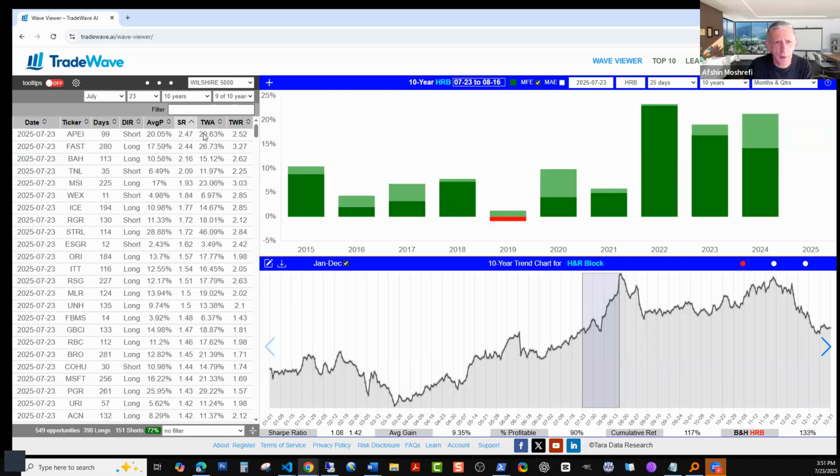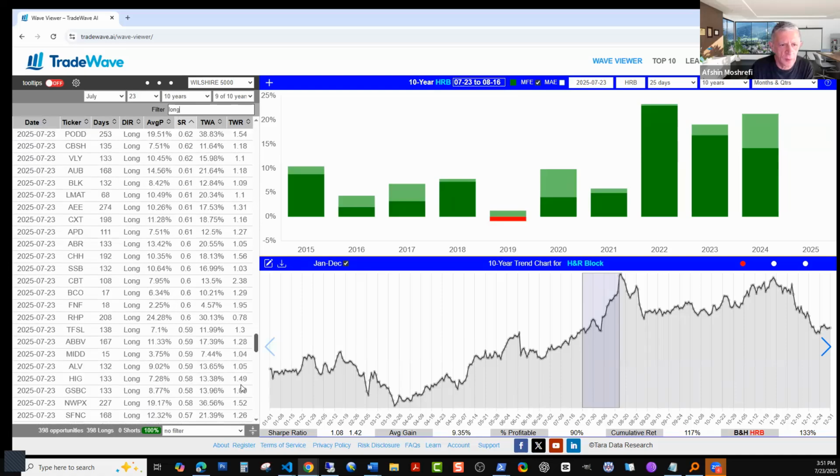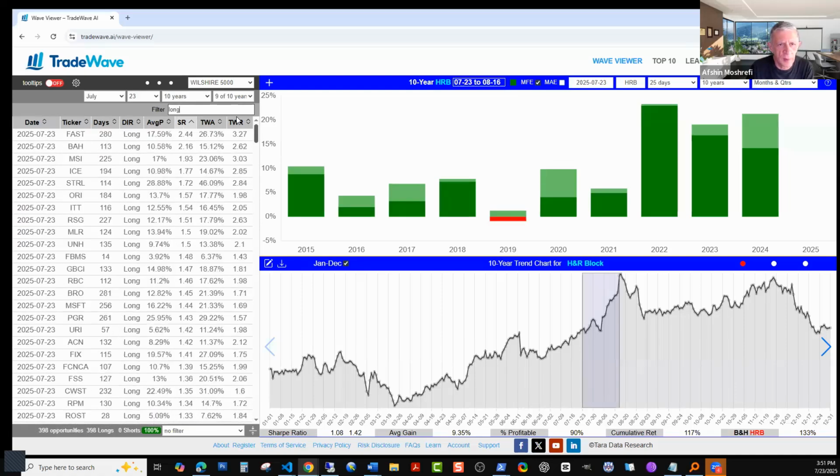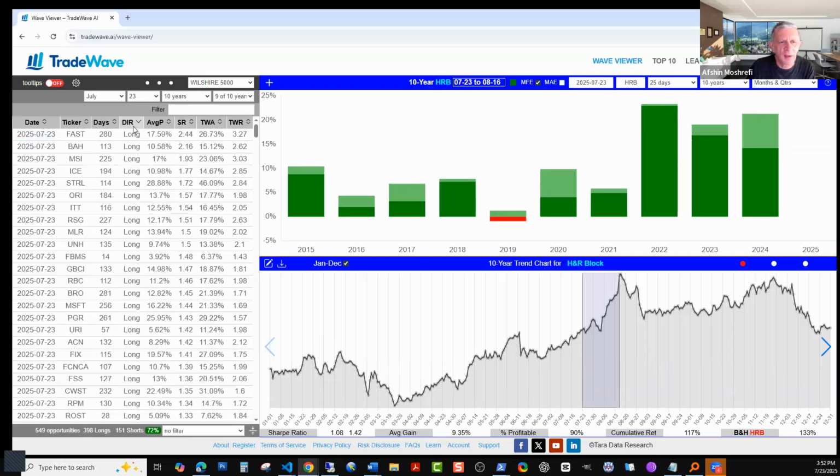Can I filter long? Yes. If I just say LONG, this is only longs. See? Another thing you can do, you can just click on DIR and it sorts it.